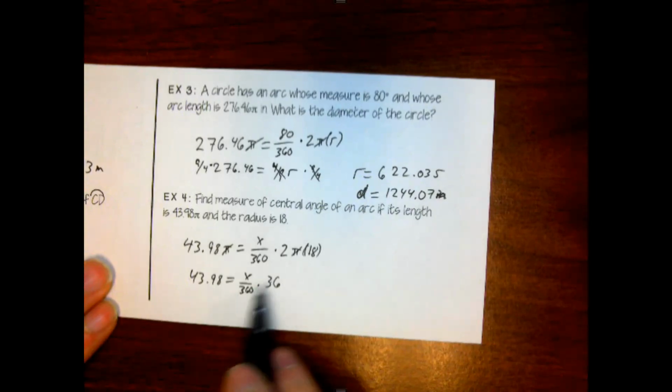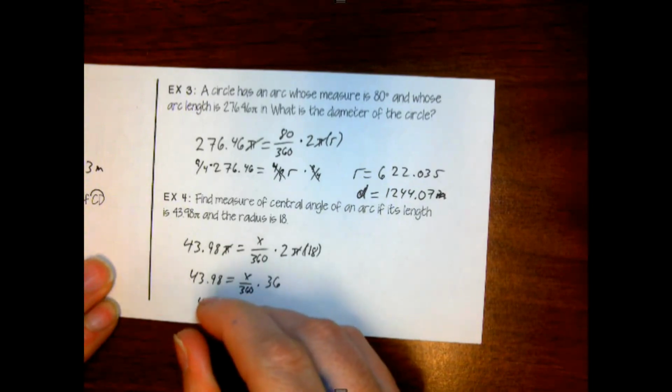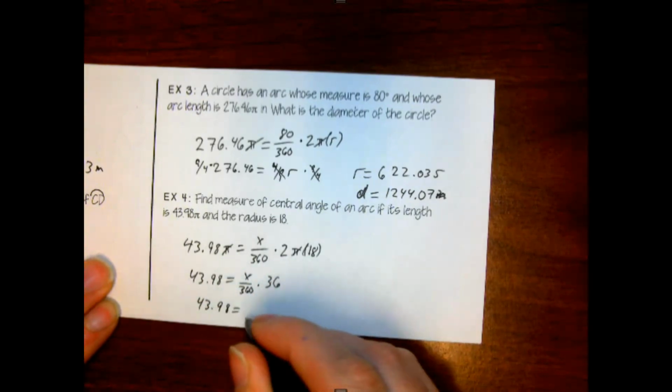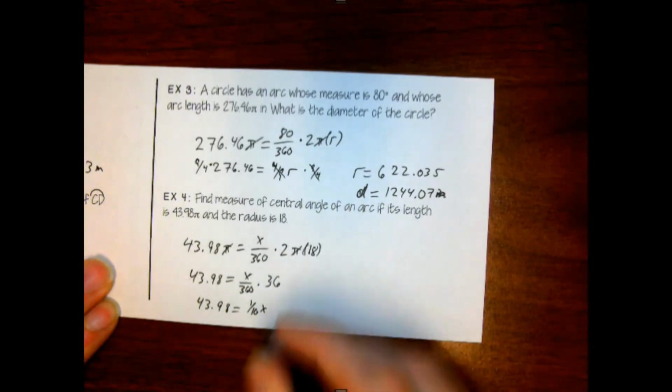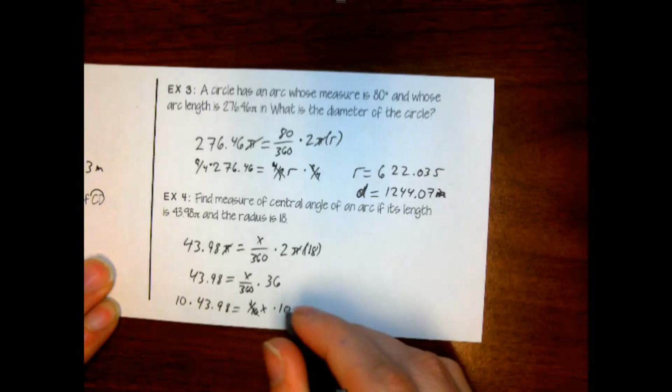Now 36 over 360, because if I multiplied these, it would go on top. 36 over 360 simplifies to 1/10. So 43.98 equals 1/10 x. And then I'm just going to multiply both sides by 10 to cancel this out.